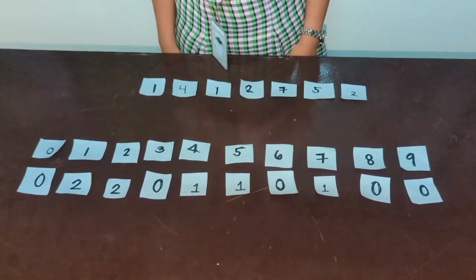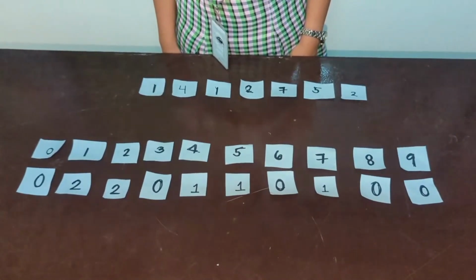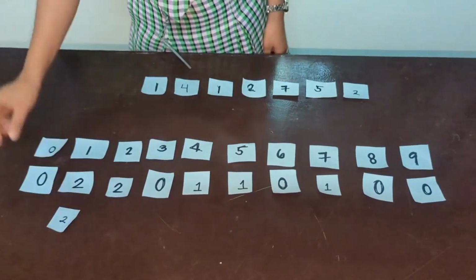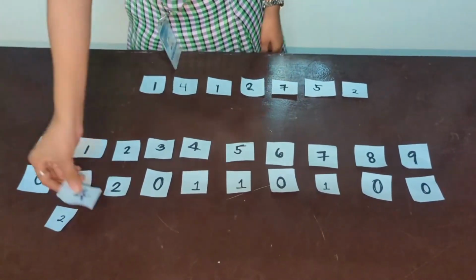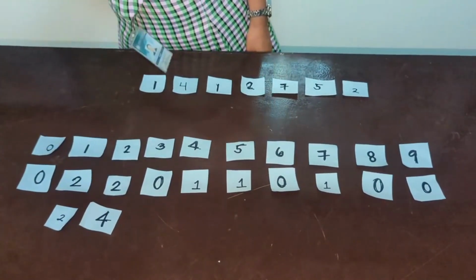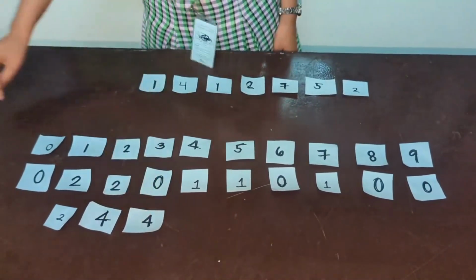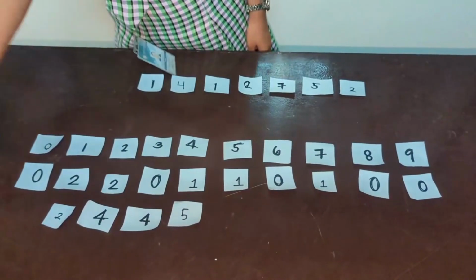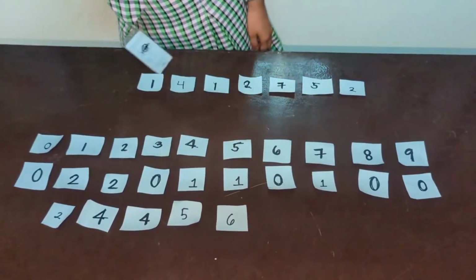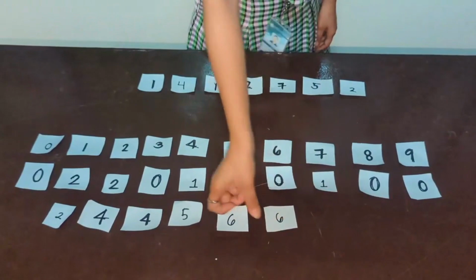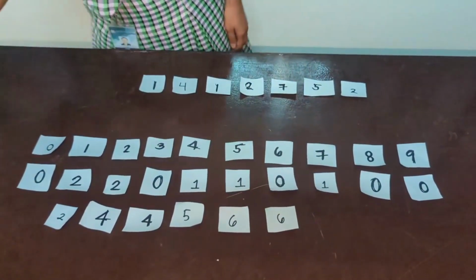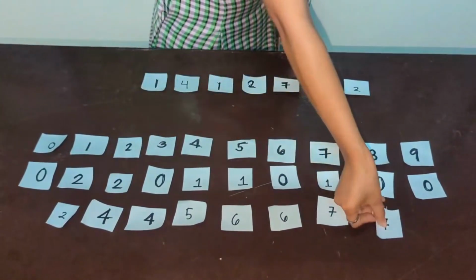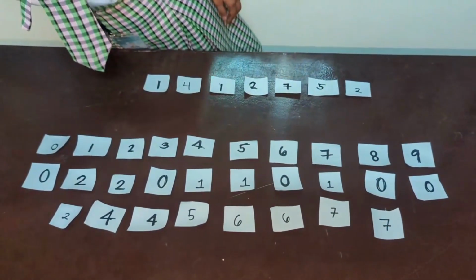Let's modify the count array by adding the previous counts. 0 plus 2 equals 2. 2 plus 2 equals 4. 4 plus 0 equals 4. 4 plus 1 equals 5. 5 plus 1 equals 6. 6 plus 0 equals 6. 6 plus 1 equals 7. 7 plus 0 equals 7. And 7 plus 0 equals 7.